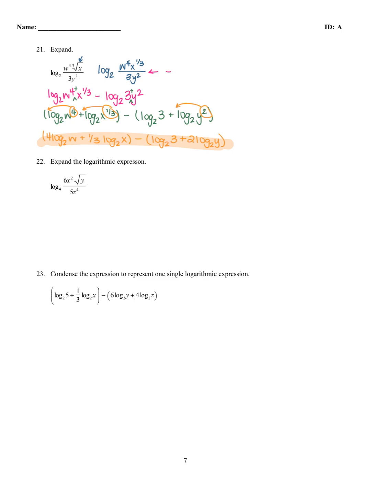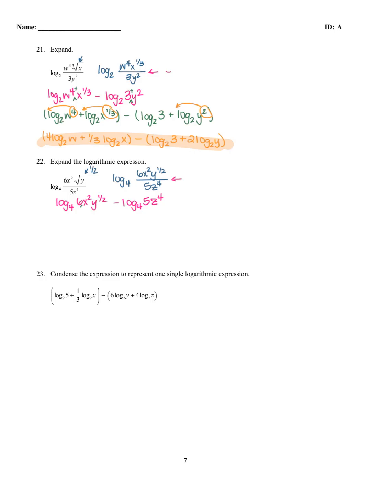Number 22 is going to be just like 21, where it gives you log 4 of 6x squared times the square root of y over 5z to the 4th power. For this one, you're going to rewrite your radical as the 1/2 power. So you have log 4 of 6x squared y to the power of 1/2 all over 5z to the 4th. From here, you're separating using subtraction. So that's log 4 of 6x squared y to the 1/2 power minus log 4 of 5z to the 4th.